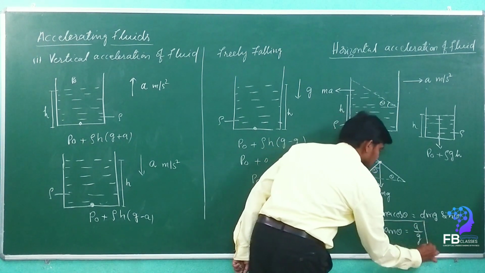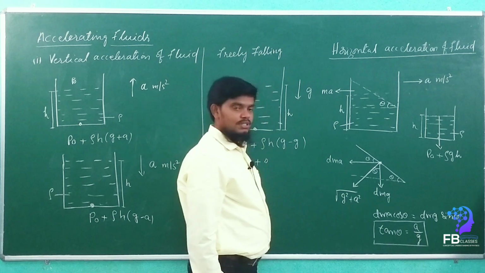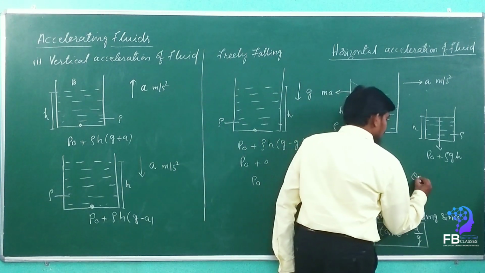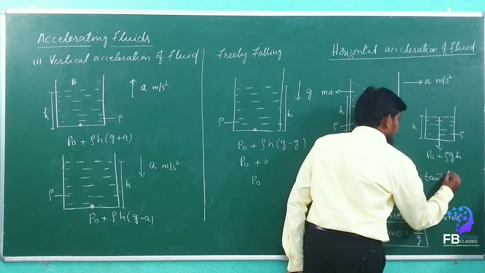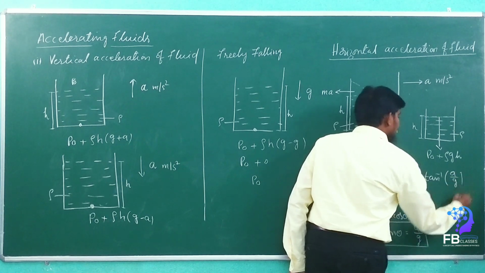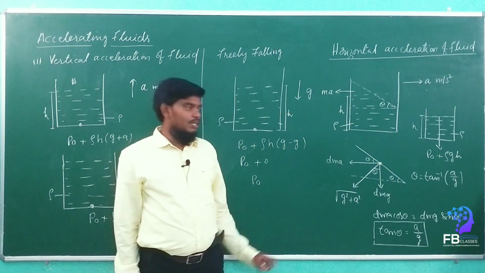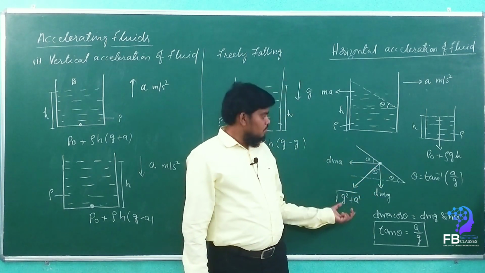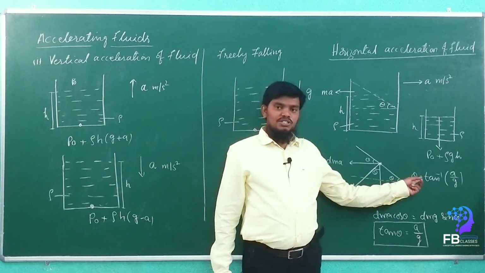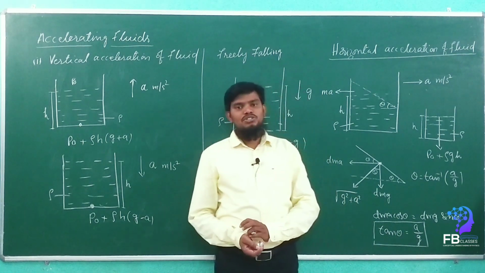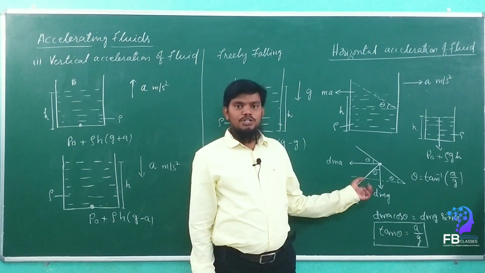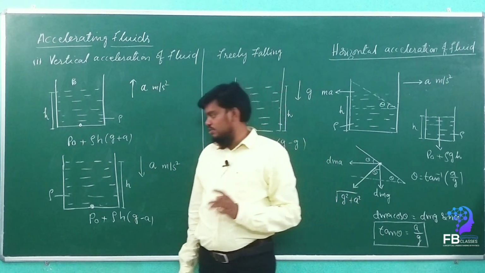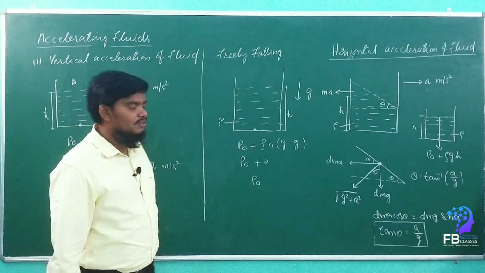So this is the equation in terms of theta. If you want theta, theta is equal to tan inverse of A by g. So this is the theta value. Are you understanding? Everyone? So this is the theta value: theta is equal to tan inverse of A by g. Okay, we are going to continue, so please make a note of it. Then we can continue our lesson.